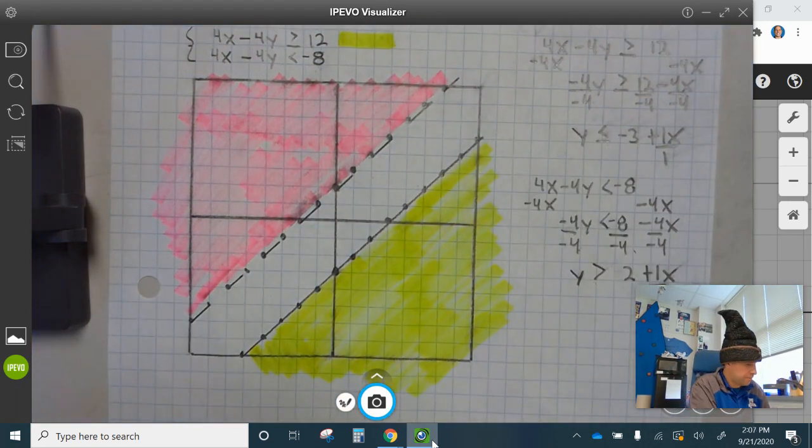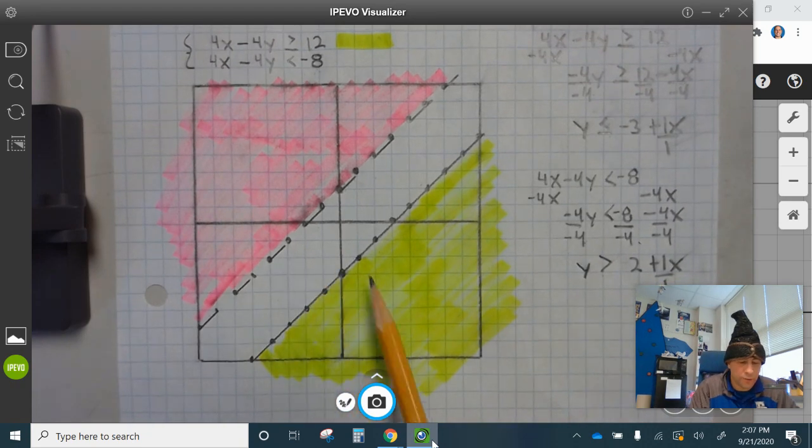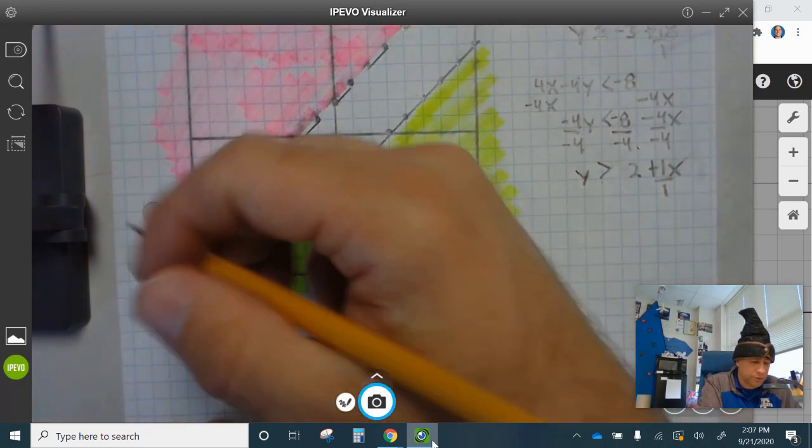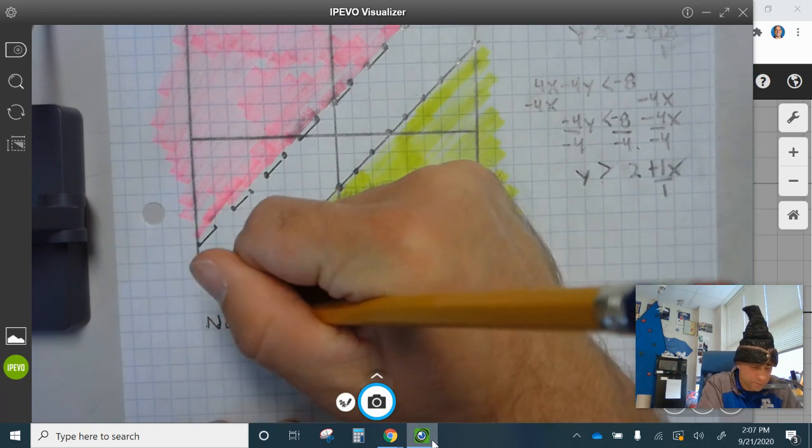Okay. Now, here you see that they do not overlap. When the regions don't overlap, we say that there is no solution.